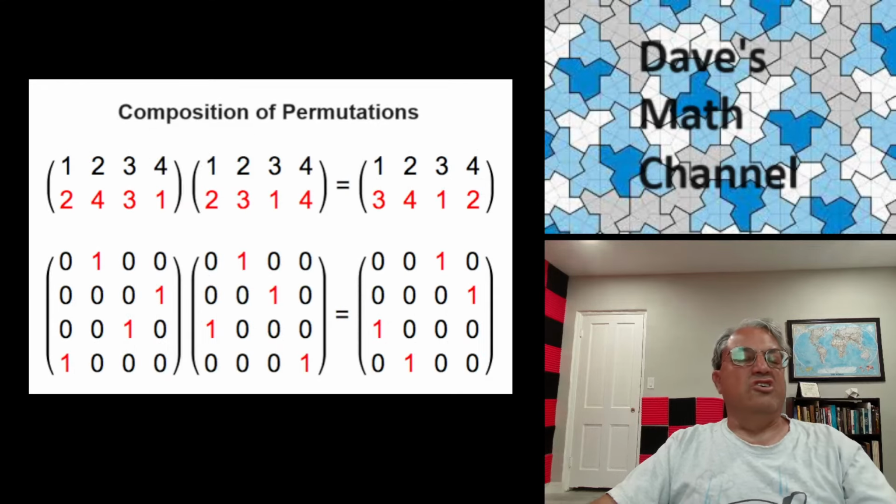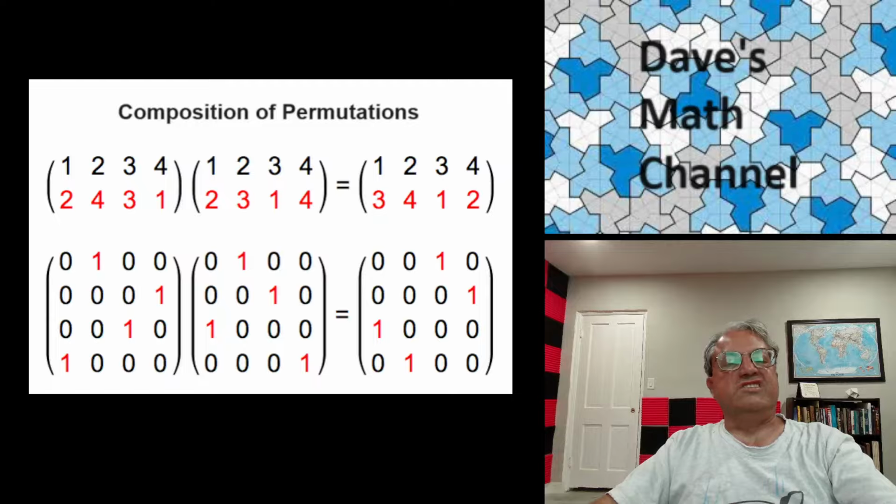And here's just an example. Suppose these are two permutations here. 1, 2, 3, 4. One goes to 2. Well, remember, we have to go from right to left. So our first permutation takes 1 to 2, 2 to 3, 3 to 1, and 4 to 4. Our second permutation takes 1 to 2, 2 to 4, 3 to 3, and 4 to 1. If you multiply those, you get a third permutation that takes 1 to 3, 2 to 4, 3 to 1, and 4 to 2. And you can check for yourself that if you do the matrix multiplication, you get the same thing. So anyway, that's composition of permutations, and it kind of proves that the permutations form a group.